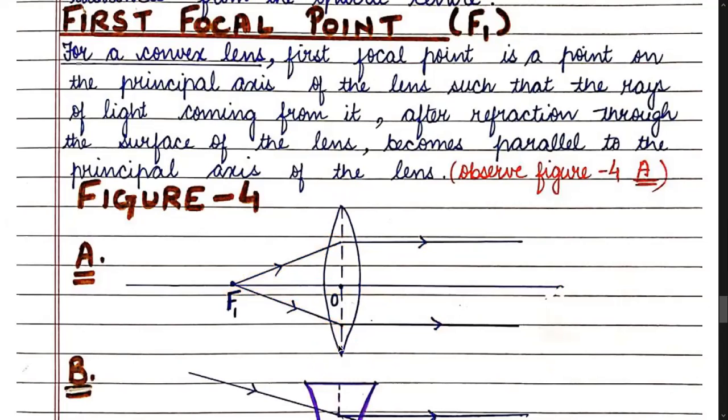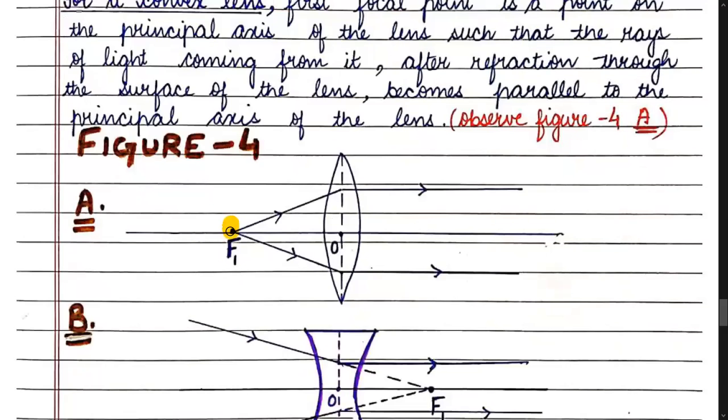So see figure 4a, in which I have shown you F1 as the first focal point. The light incident from the first focal point after reaching the central part of the convex lens becomes parallel to the principal axis.